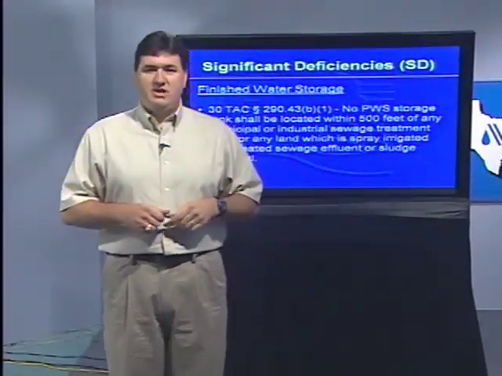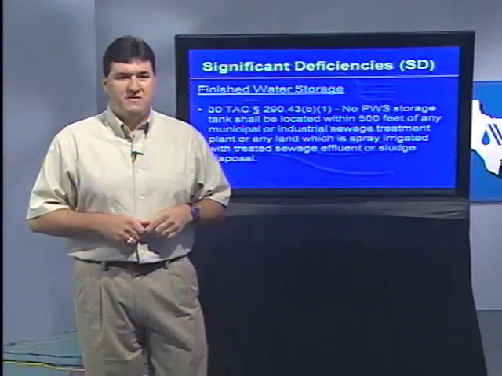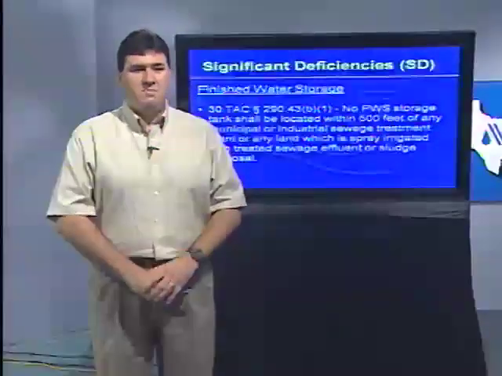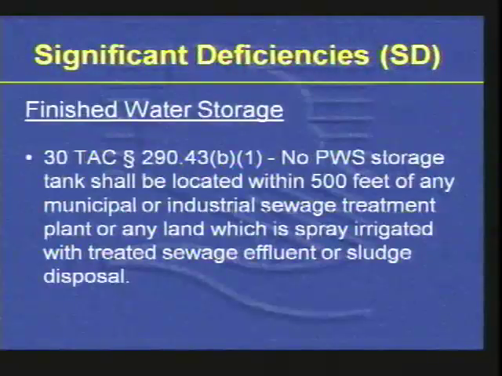The next element we identified a significant deficiency for was finished water storage. The citation is 29043B1. No public water supply storage tank shall be located within 500 feet of any municipal or industrial sewage treatment plant or any land which is spray irrigated with treated sewage, effluent, or sludge disposal.